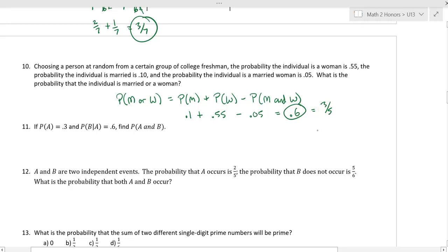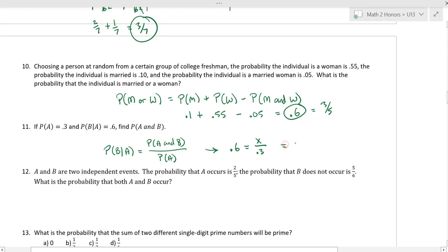On to number 11. The probability of A is 0.3, and the probability of B given A is 0.6. Find the probability of A and B. The probability of B given A is equal to the probability of A and B over the probability of A. That's the formula. Plugging into that formula, we get 0.6 is equal to x over 0.3.